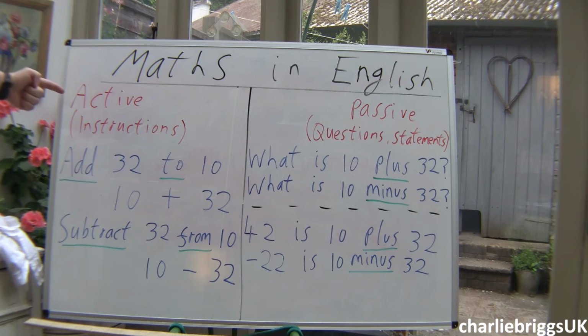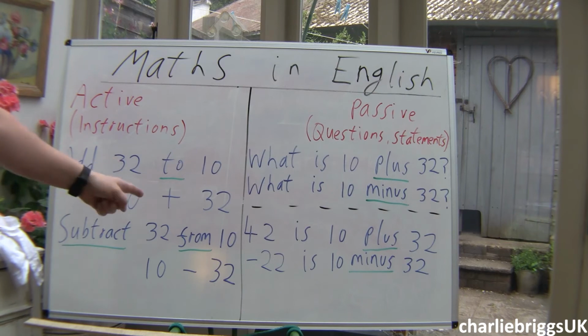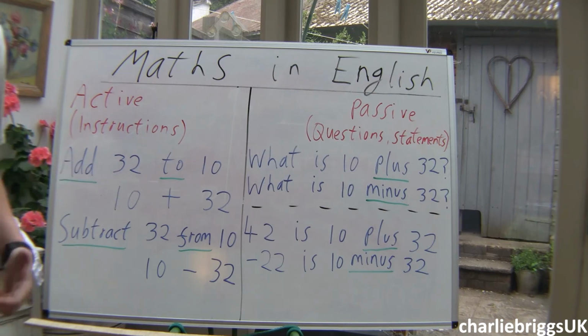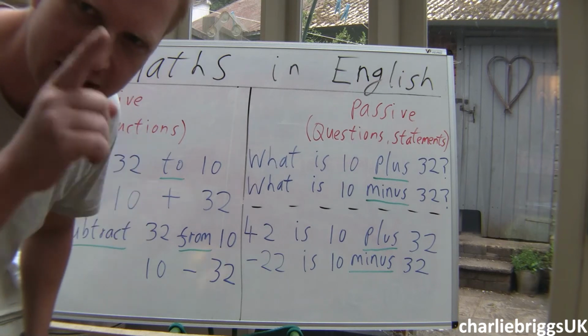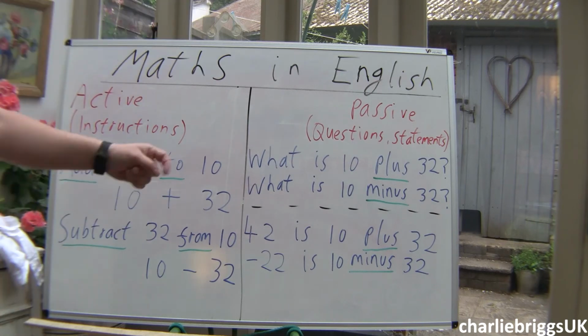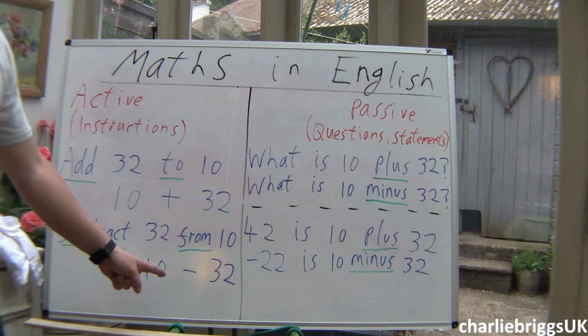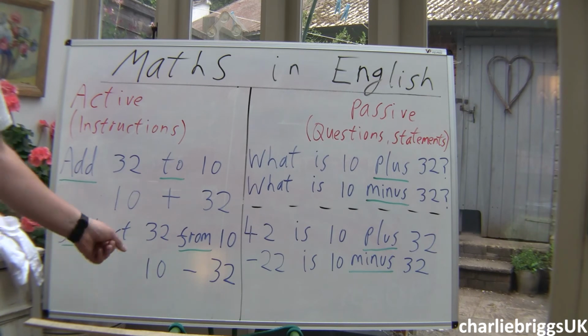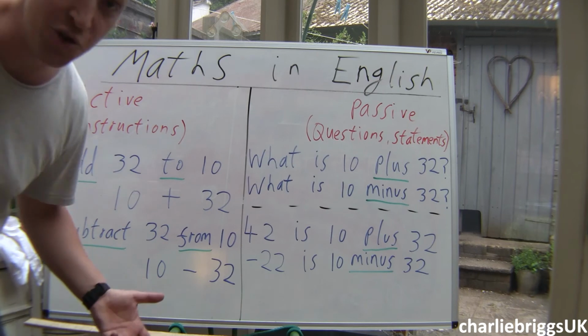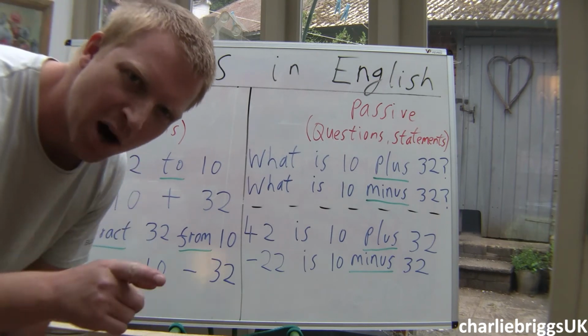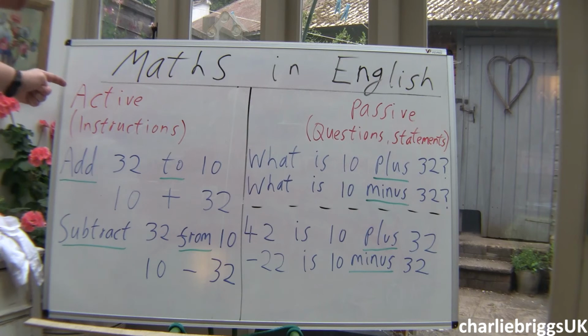So let's say I tell you, add 32 to 10. There you say add because it's an instruction. I tell you to do it. Add 32 to 10. So, there it is. It's going to be 42. And I tell you to do this: subtract 32 from 10. And you do it. It's an instruction, a command, so it's active, so we use the words add and subtract.